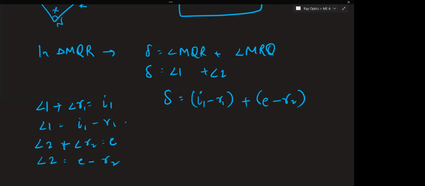Yes or no? Clear or not? Till this point? Yes, ma'am. Clear? All right. Now see, I1 minus R1 plus E minus R2. This is what we have.